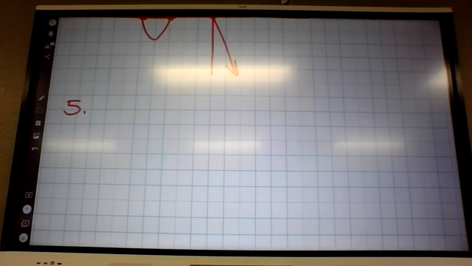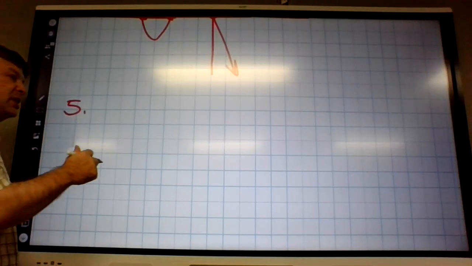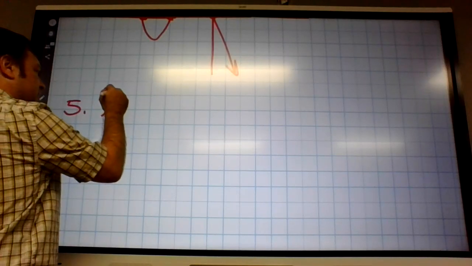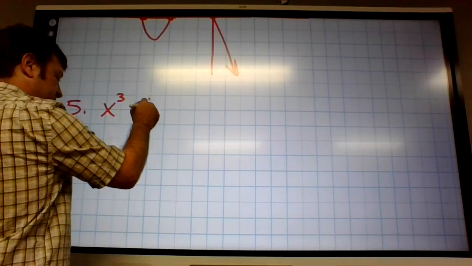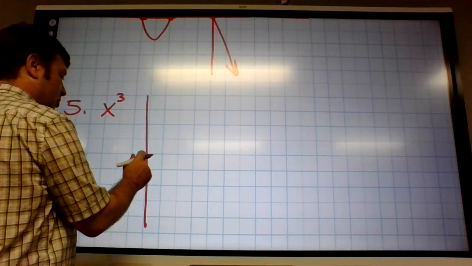Okay, x squared times x. So that is another cubic function. Is that one going to be positive or negative? Positive. So it's going to be more like number 1.